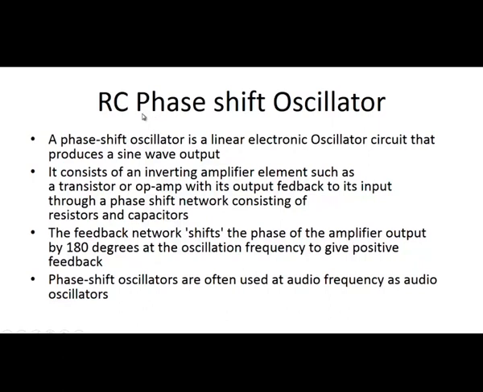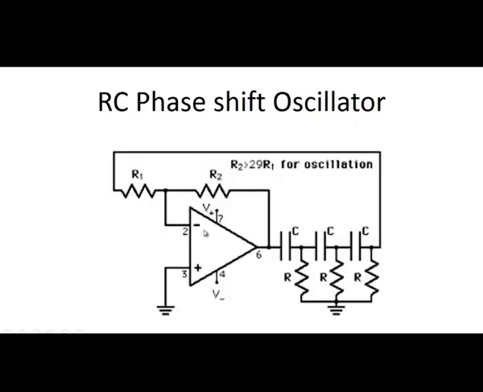This RC phase shift oscillator is a linear electronic oscillator that produces the sine waveform. It consists of an inverting amplifier. If you look at the circuit diagram, it consists of an inverting amplifier and 3 RC networks. The signal is given to the negative terminal of the operational amplifier. So, it is the inverting amplifier.